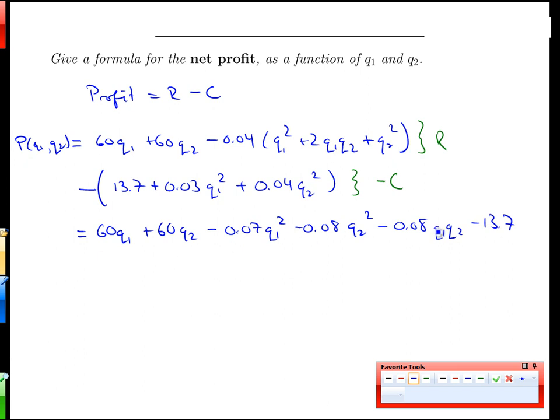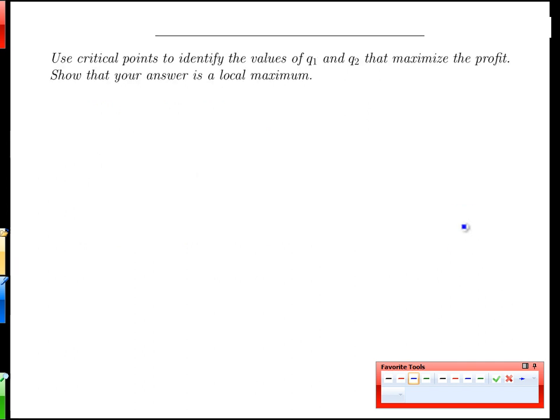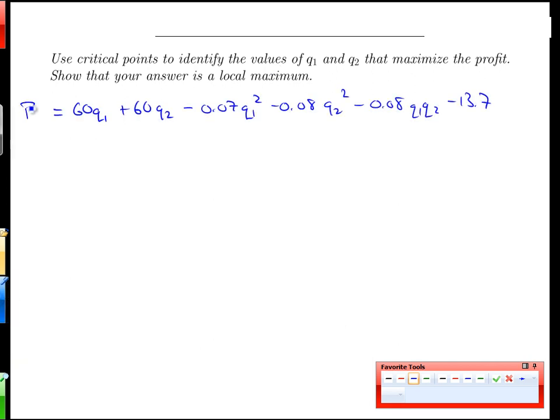So this gives us a lovely, rich, quadratic multivariate function, a function in Q1 and Q2. And of course, our goal is going to be to optimize our profit. So we're going to use critical points to give us the values of Q1 and Q2 that maximize the profit. So that's our profit, and our first step, if we want to maximize it, is to find the critical points.